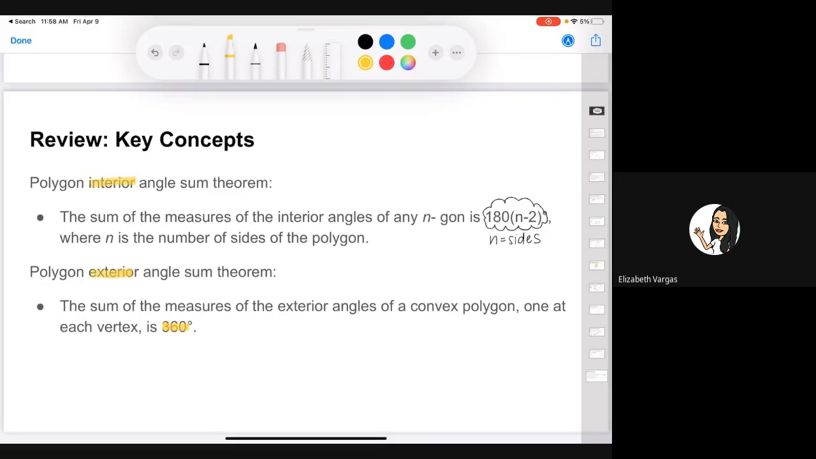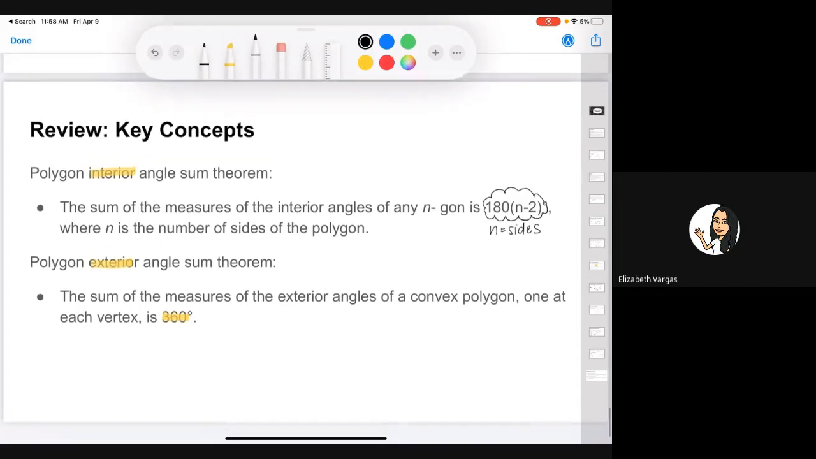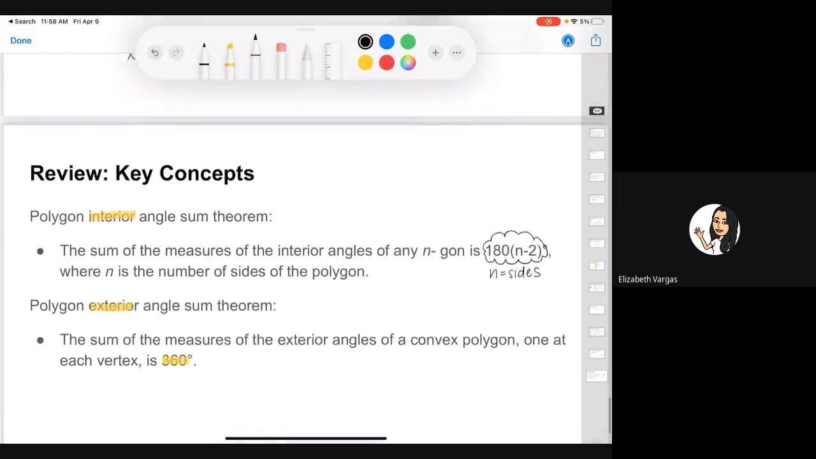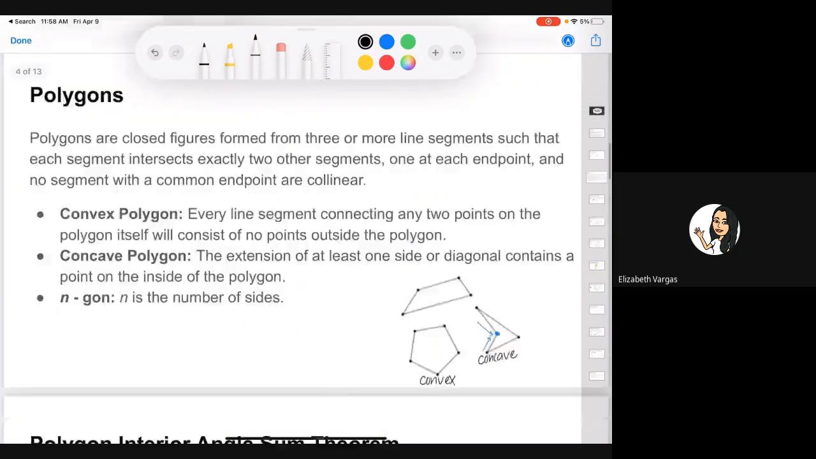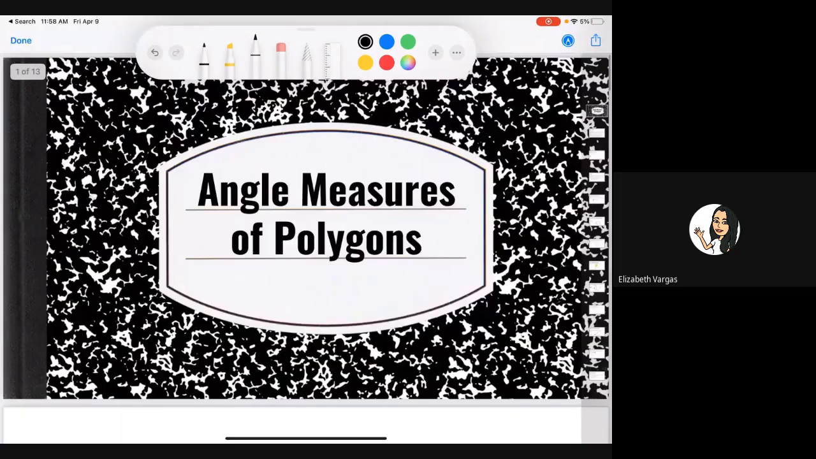Okay. Any questions here? No? So today you should be able to solve for the interior angles and the exterior angles of a polygon.